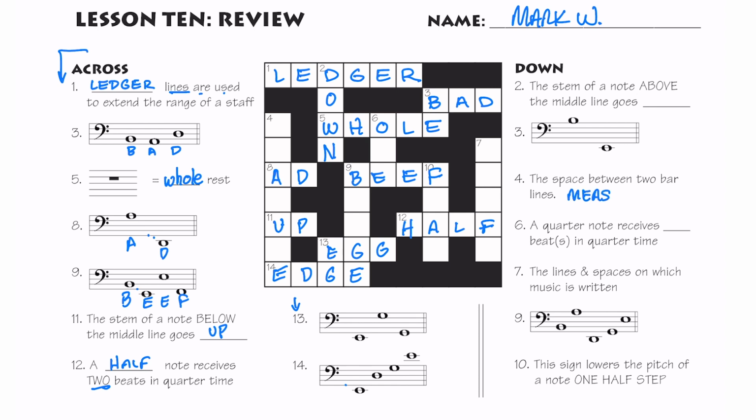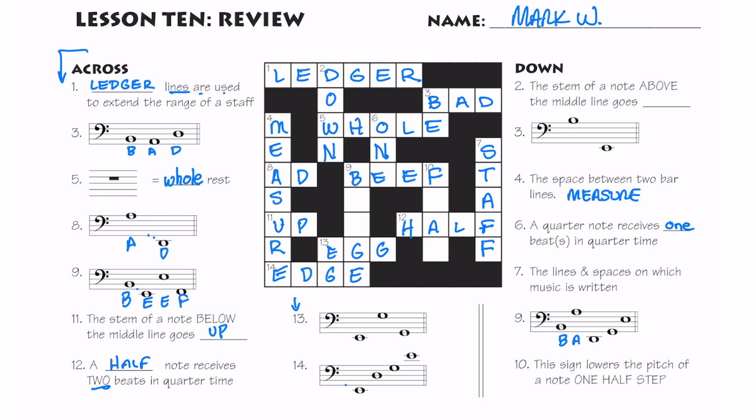Okay, remember, space between 2 bar lines is a measure, M-E-A-S-U-R-E. So not only do you have to know that it's measure, you have to know how to spell it. A quarter note receives how many? 1 beat in quarter time. The lines and spaces on which music is written is called the staff. So where's 7? Here's 7. S-T-A-F-F.